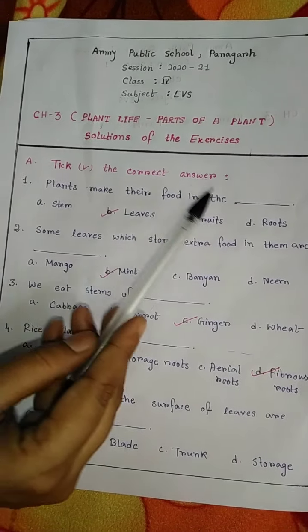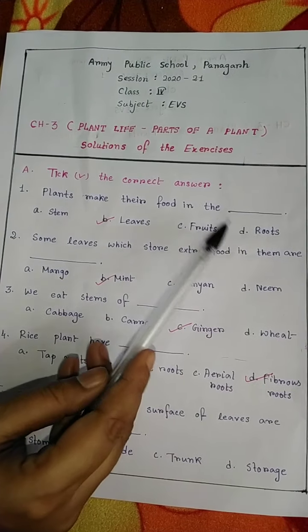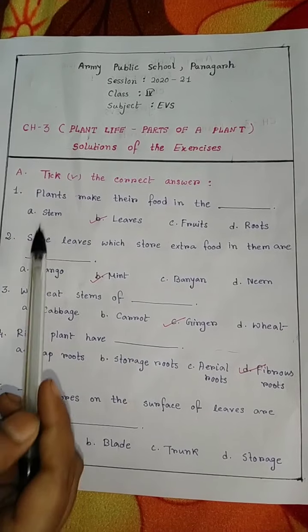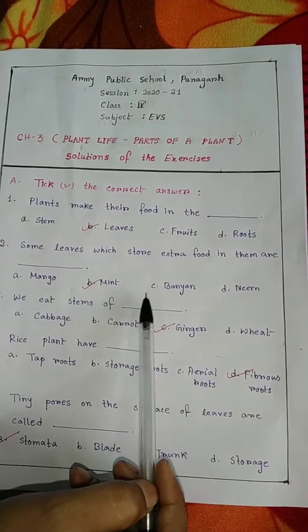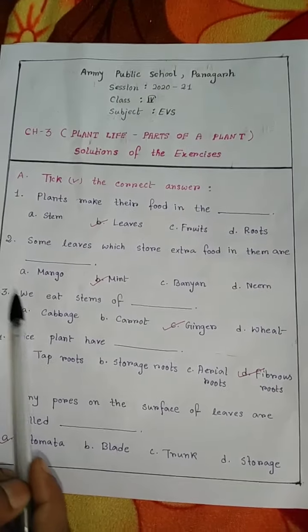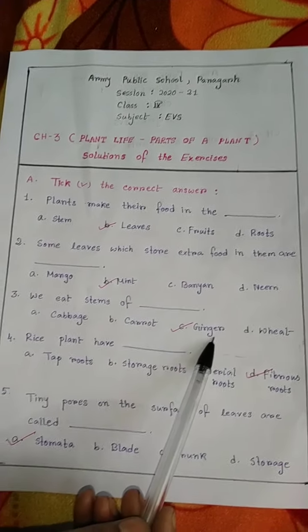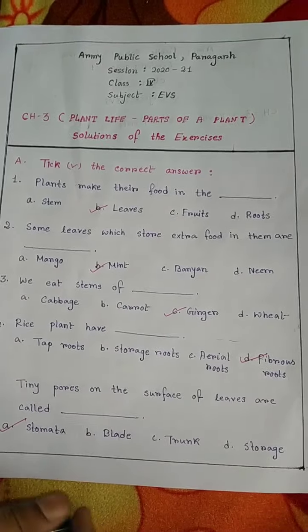Tick the correct answer. Plants make their food in the dash. We know that leaves. Plants make their food in the leaves. 2. Some leaves which store extra food in them are mango, mint, banana, neem. It is mint. 3. We eat stems of dash. Cabbage, carrot, ginger, wheat. Ginger. We eat stem of ginger.